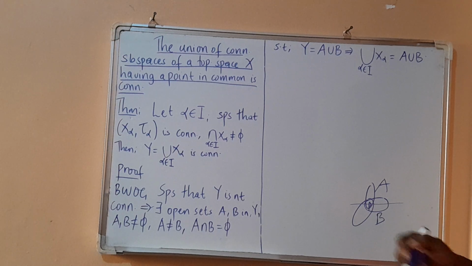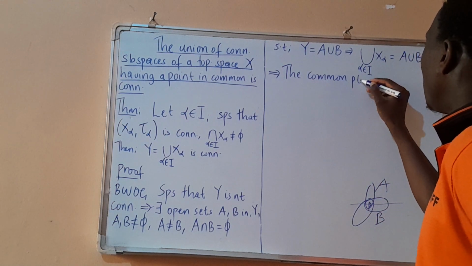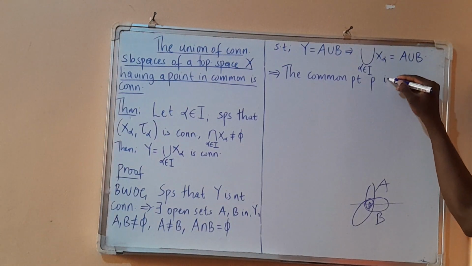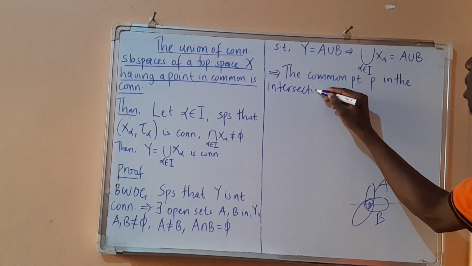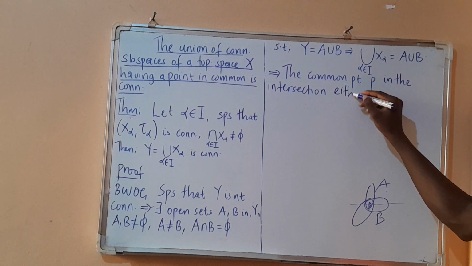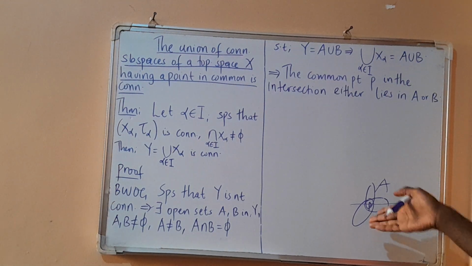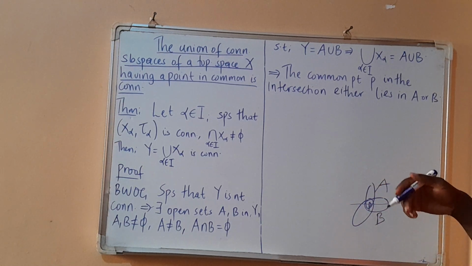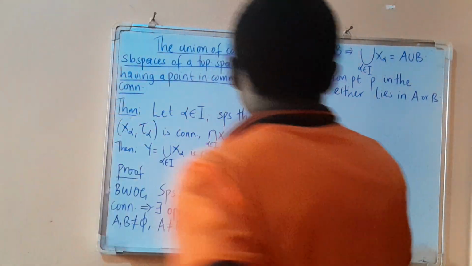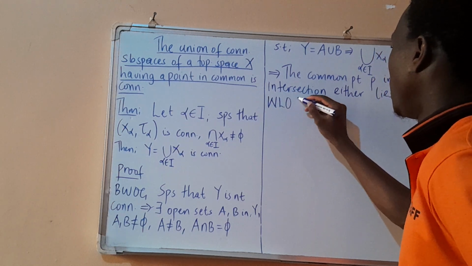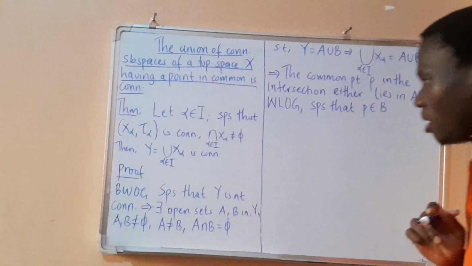So what does that imply? This implies that the common point P in the intersection either lies in A or B, because now we can separate this union. If we can separate it, then P either lies in A or B. So we are going to suppose, without loss of generality, that P is in B.